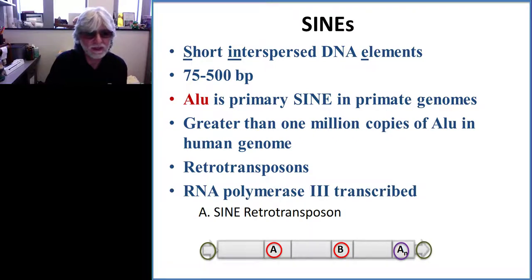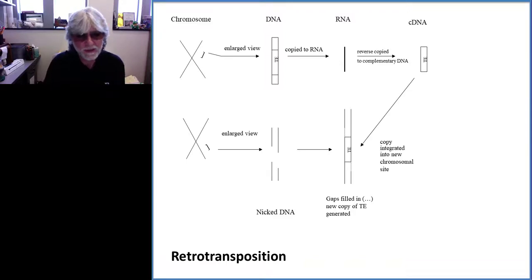Okay, so here's kind of just a representation. You have a master gene, and you've got your enlarged view of it. It's copied to RNA and reverse transcribed into cDNA. And so on the bottom, you have another chromosome that happened to be nicked. And then the cDNA is integrated into a new chromosomal site. So the second strand of DNA is generated, and now you've got a copy. So there's only a few master genes and over 1 million copies.